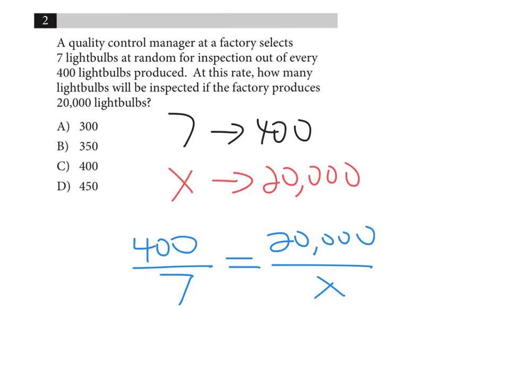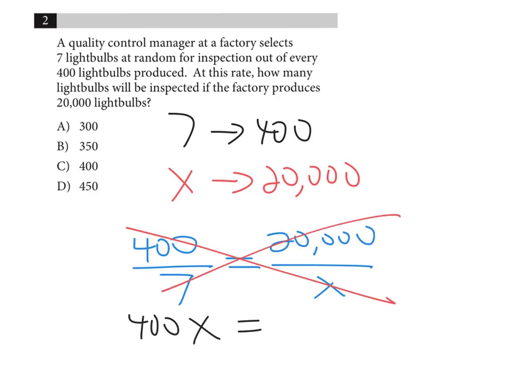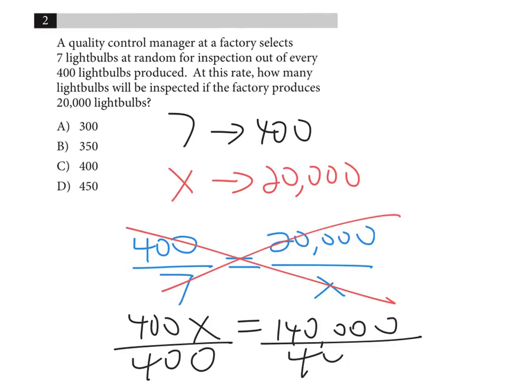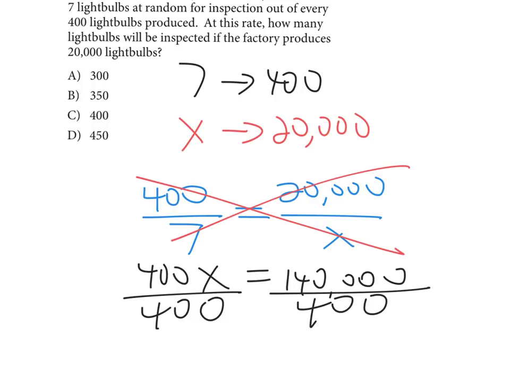So we're going to set up a proportion, and the way you solve proportions is you cross multiply. So we're going to multiply 400 times x to get 400x, and then multiply 7 times 20,000 to get 140,000. And then to solve for x, we're going to divide both sides by 400. So that's going to give me 140,000 divided by 400, or 350. Answer choice B.